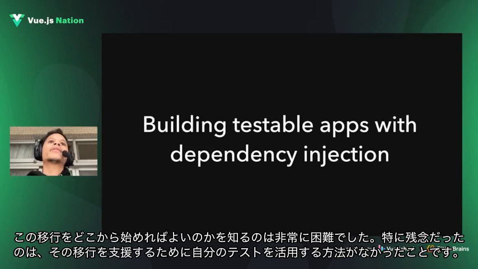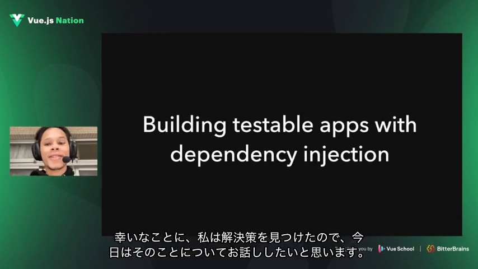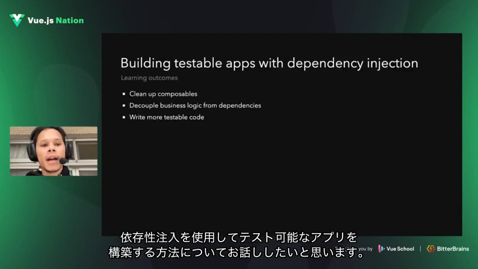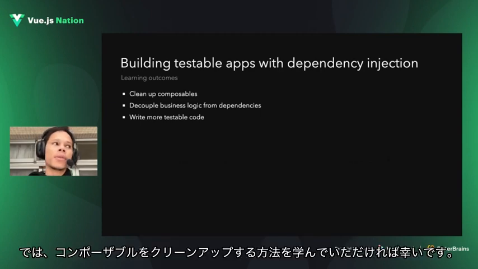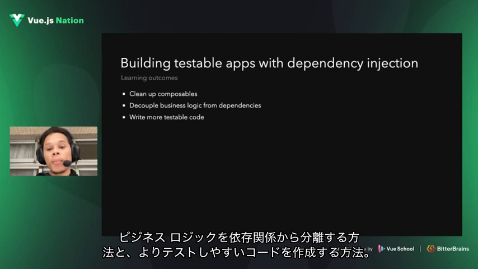It was really hard to know where to start for this migration, and what felt particularly bad was that there was no way for me to leverage my tests to help in that migration. Fortunately, I found a solution, and that's what I want to talk about today: how we can build testable apps using dependency injection. I hope you walk away with the following learnings: how we can clean up our composables, how we can decouple the business logic from the dependencies, and how we can write more testable code.